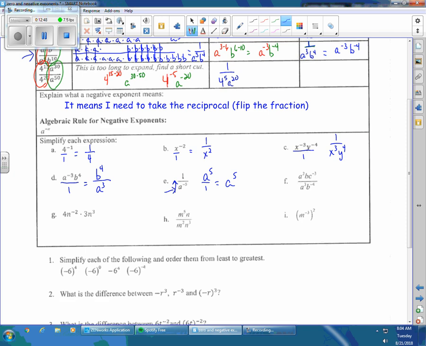Okay, the next one here, we've got a division, and this is a little bit complicated. So I'm going to go ahead and color code here so you can see that I'm keeping my A's together, and I'm going to use my division rule. So A to the 2 minus 3 power.